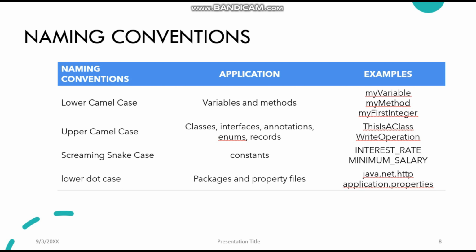What about the packages and property files? So they start with a lowercase and then you have a point after every subsequent word. And lastly, we have the kebab case, which is not recommended at all. I will give you an example, like landing-page.html. So you have a dash and you have a point, and I don't recommend you to use it.